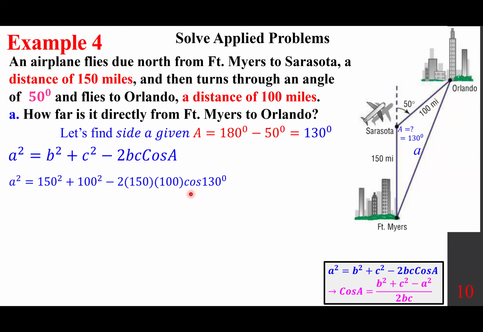You put that into a calculator, it gives you A squared equals 51,783.554, and A is the square root of that, everybody. 227.56. So you have to take the square root of this, and you get this one, and you write A, the distance is 227.56 miles.